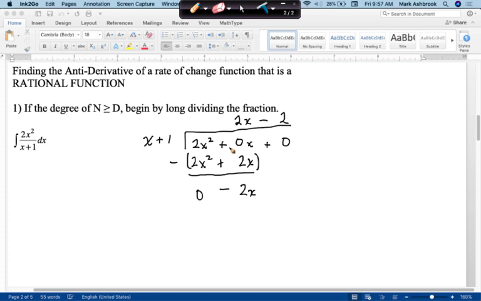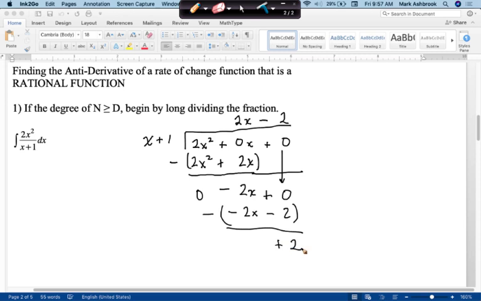So minus 2 times x plus 1 is going to be, oh, sorry, we didn't bring down the 0. You've got to remember, before you do that, you've got to bring down the 0. Forgot to do that. All right, then minus 2 times x, minus 2x, minus 2. We're going to subtract that. So we'll have a remainder of plus 2.